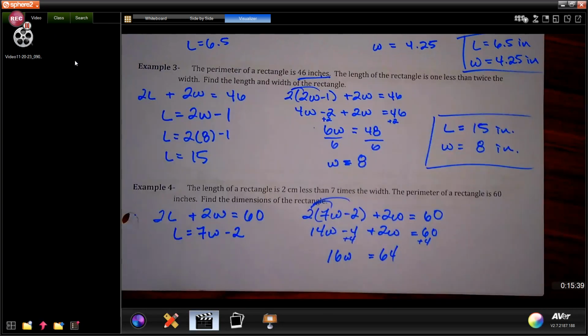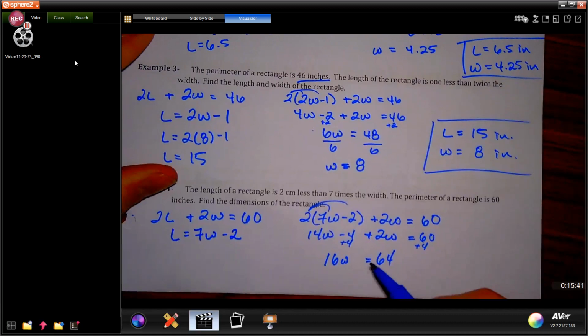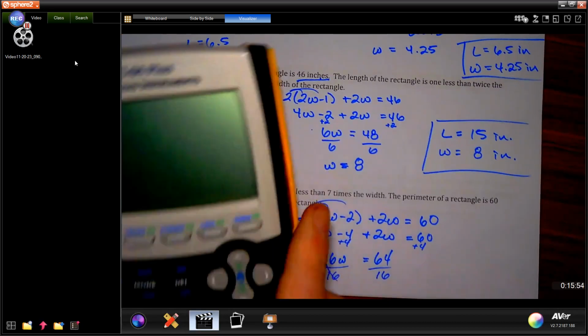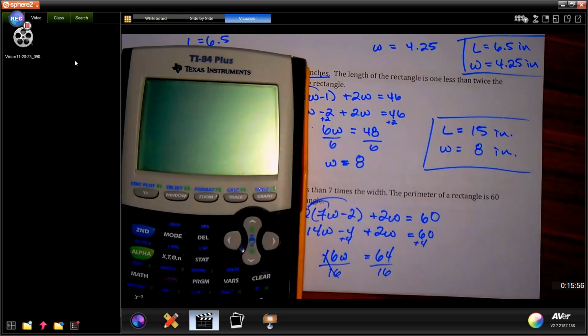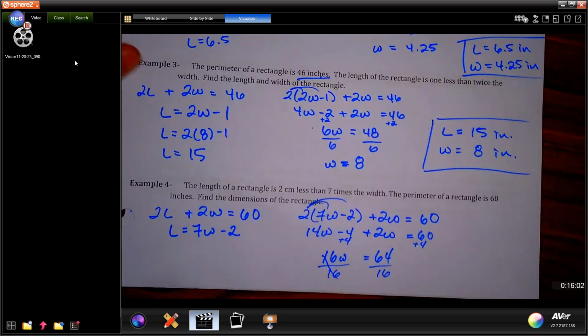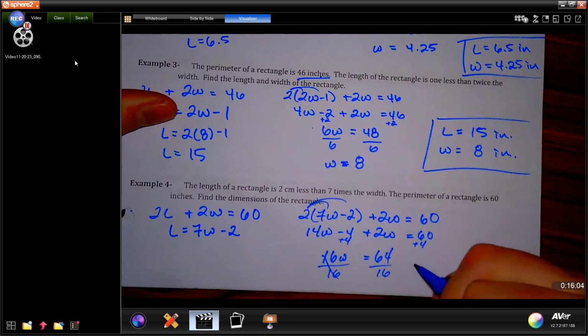Okay. We left off here. We got down, we added the 4, we got 64. 14 plus 2 is 16. Divide your 16 away from both sides. Okay. And if you want to see that on a calculator, I'll do it for you right here. 64 divided by 16, it should be equal to 4, which it is. Okay. So that means that W is equal to 4.